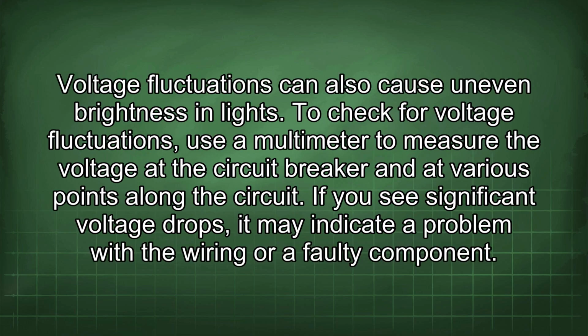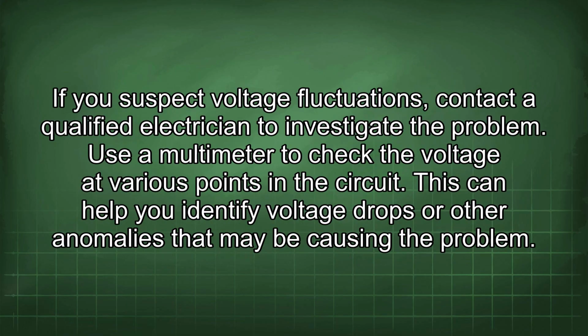Voltage fluctuations can also cause uneven brightness in lights. To check for voltage fluctuations, use a multimeter to measure the voltage at the circuit breaker and at various points along the circuit. If you see significant voltage drops, it may indicate a problem with the wiring or a faulty component. If you suspect voltage fluctuations, contact a qualified electrician to investigate the problem.